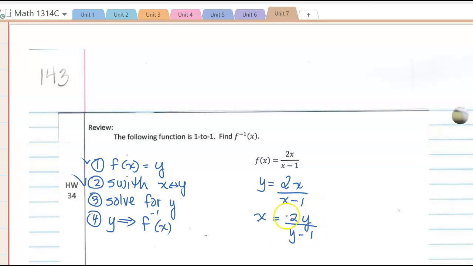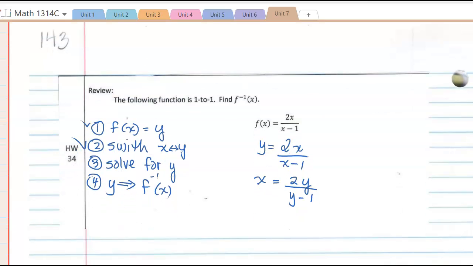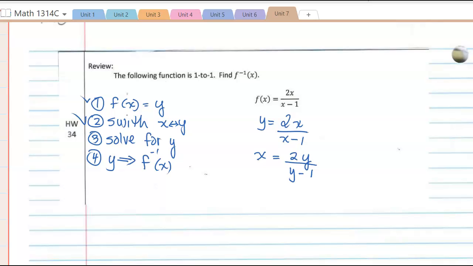So notice we have a fraction, and to get rid of fractions, what we can do is multiply both sides by the LCD, the least common denominator. In our case, this is the only denominator we have. We're going to multiply this side by y minus 1, and we're going to multiply the other side by y minus 1. What I do know is that the side that has the fraction will no longer have the fraction, and I'll just have 2y.